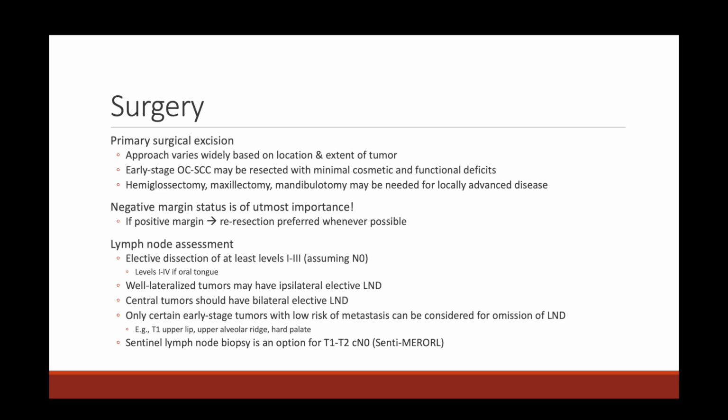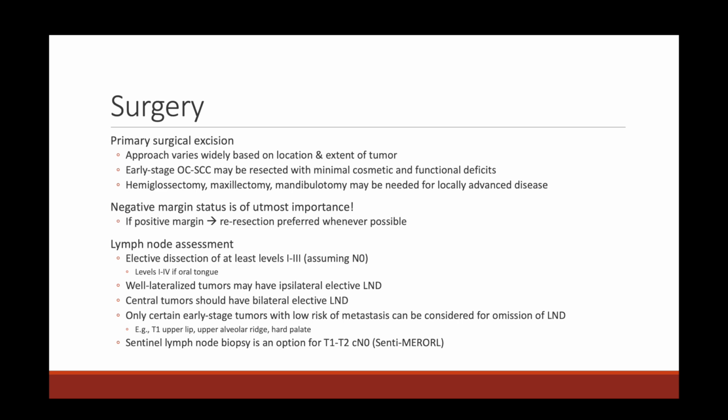And another factor, it has been shown in studies that when there is an initially positive margin that is then later resected and comes back as a negative margin, that is still a poor prognostic factor. So that is something that we need to keep in mind. Again, negative margin status is of utmost importance.